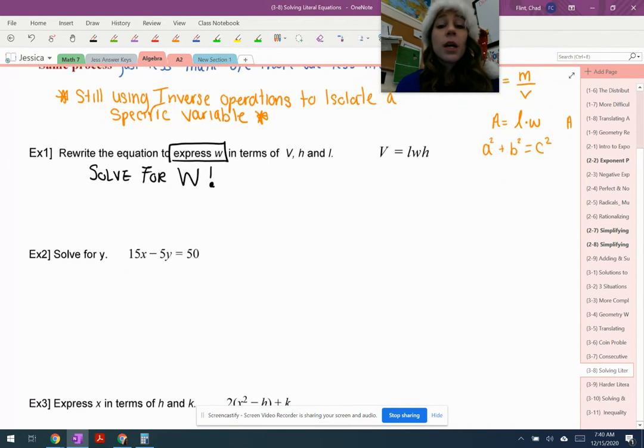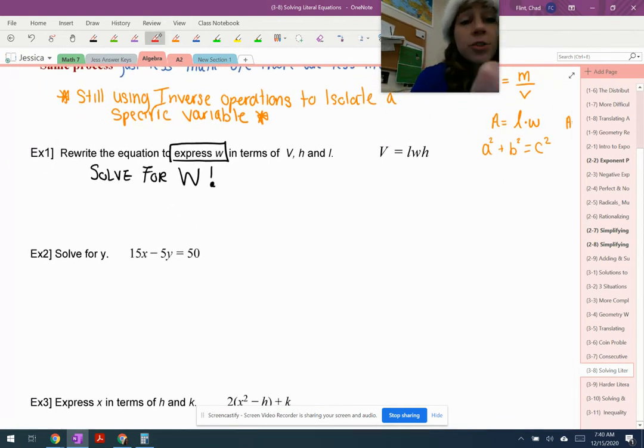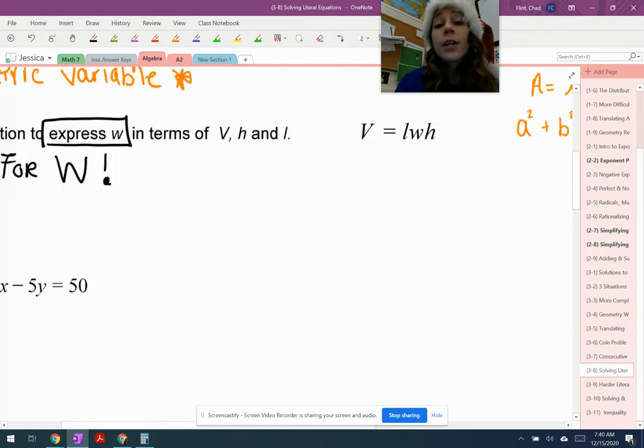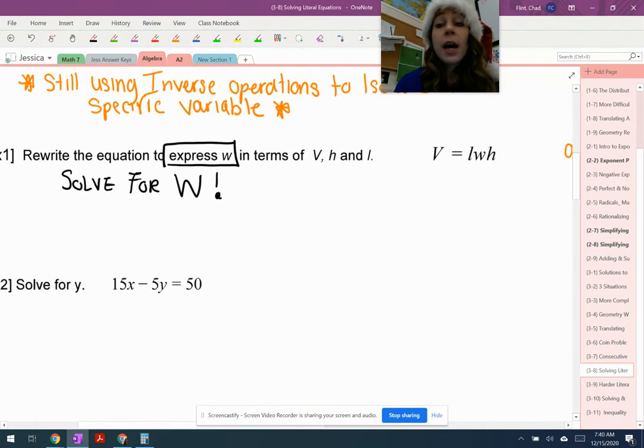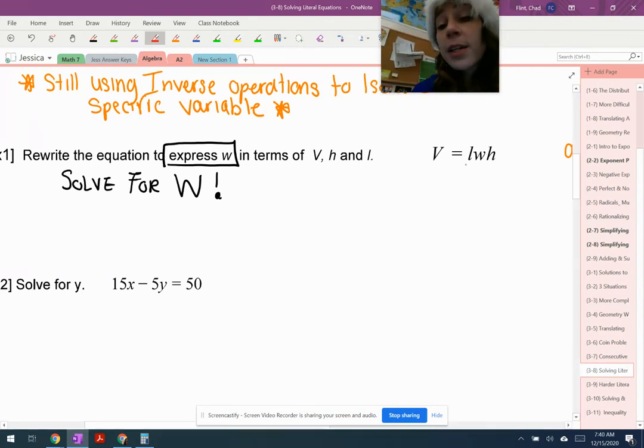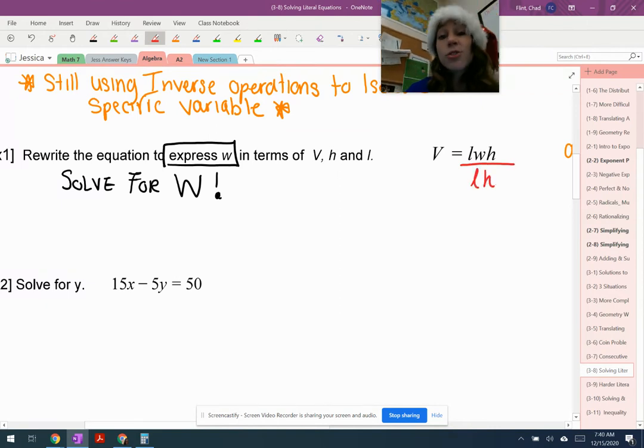So again, we're still using these inverse operations here. So if I want to isolate the W, what's preventing the W from being by itself? The L and the H. All right, what operation is going on between the L, the W, and the H? That would be multiplication, right? I don't see any operation, so I'm assuming that it's multiplication. The opposite of multiplication, or the inverse of multiplication, is division. So to get that W by itself, I am going to divide by L and H.